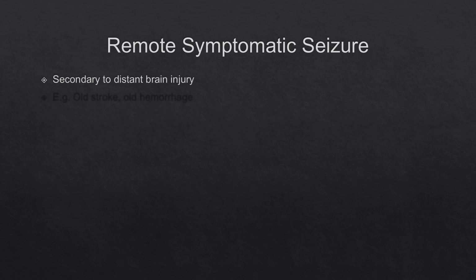What is remote symptomatic seizure? Remote symptomatic seizure, remote means distant. So remote symptomatic seizure refers to a seizure occurring secondary to a distant brain injury. Distant brain injury means, for example, an old stroke or an old hemorrhage.